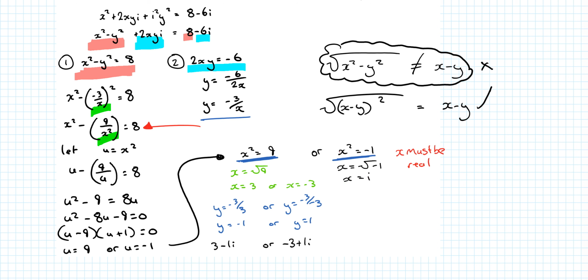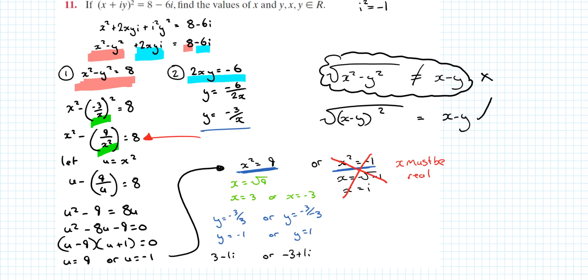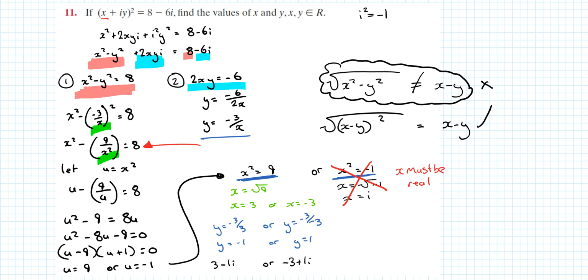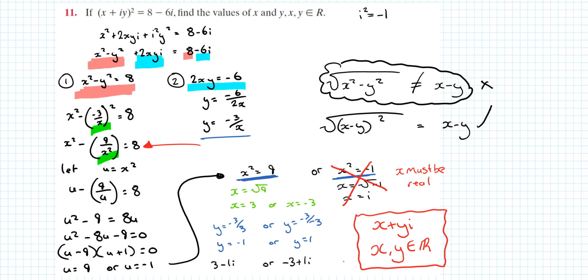The reason this can't work for us and doesn't work is because x, this bit, cannot be imaginary. Remember, a complex number is x plus yi, where x and y are elements of the real numbers. If x was i, then x would be an imaginary number and it all falls apart. So this doesn't hold true, that x and y must be real. So we're only left with x is equal to the square root of 9.